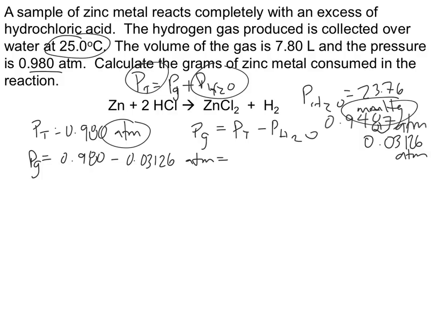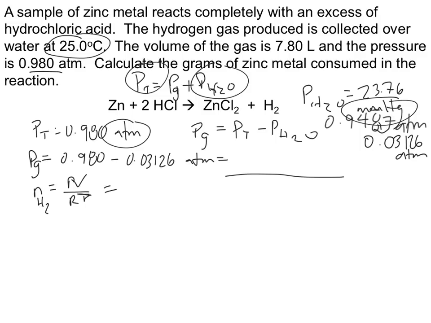Now they want us to tell them the number of grams of zinc metal consumed. So we know that we're going to need to take advantage of a mole ratio at some point, so we need to get into moles. If we take the information that we've calculated so far, our pressure of our gas, our temperature, etc., we can use the ideal gas law, rearrange it, and get the number of moles of hydrogen gas produced.